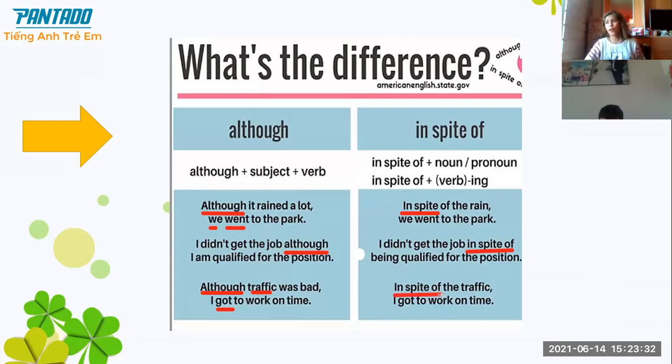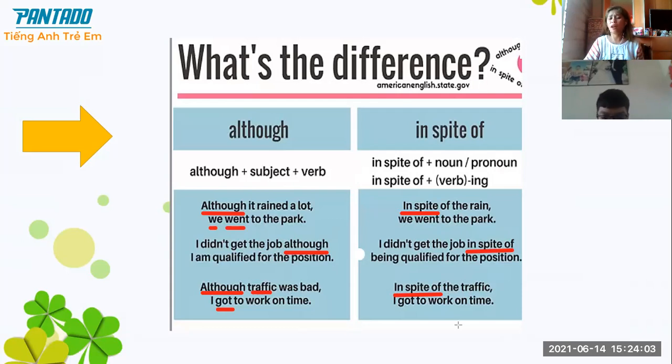Okay, look at this one. Although it rained a lot, we went to the park. I didn't get the job, although I am qualified for the position. So look at this: although and in spite of. Again, it seems they're quite the same. What makes them the same is that they convey the same idea that contrasts.